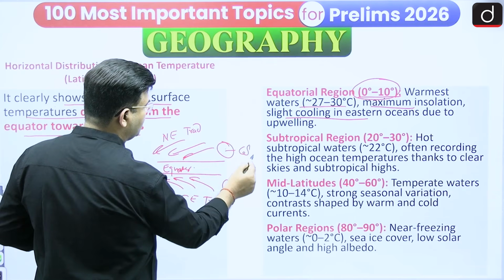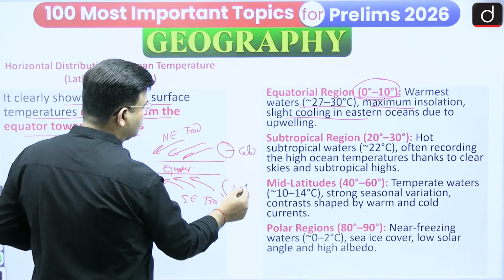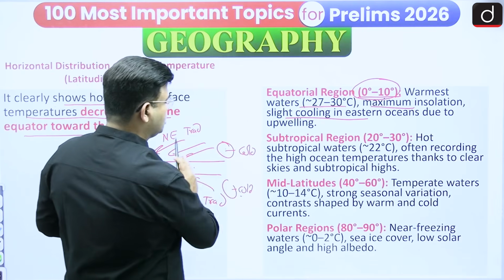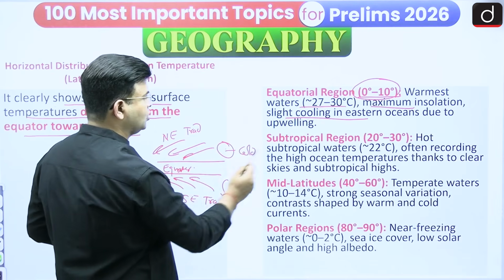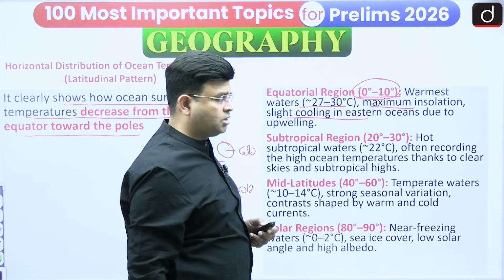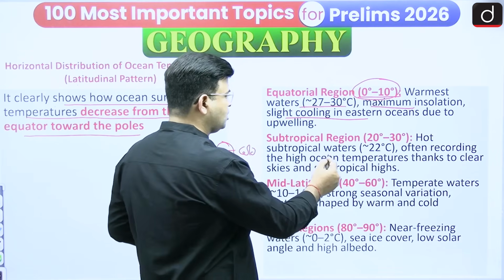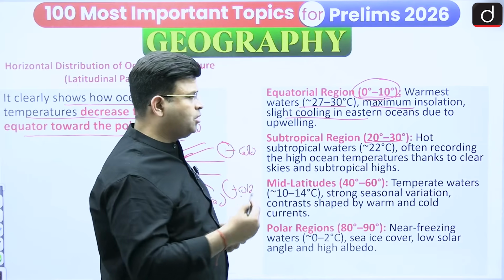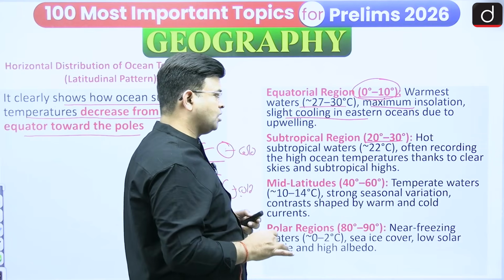This region has an upwelling of cold water in the coastal area. So that's what it is saying, slightly cooling in the eastern ocean, because of the northeast and southeast trades, due to the upwelling. Otherwise, the temperature is 27 to 30 degrees Celsius in this region. In the subtropical region, at 20 to 30 degrees latitude in the northern and southern hemispheres, it may sometimes be 25 to 35, it is also written.